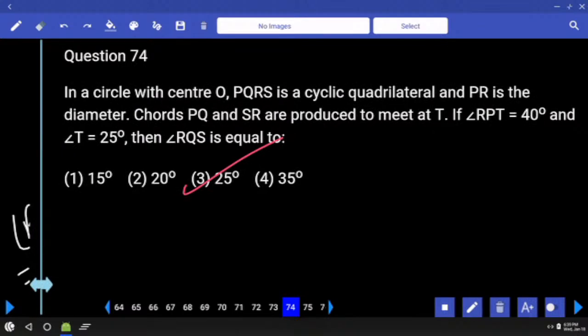అర్థమైందా లేదా? Yes or no? Clear or not? Okay. You want me to explain again? Okay, fine. Let's go to the next question.